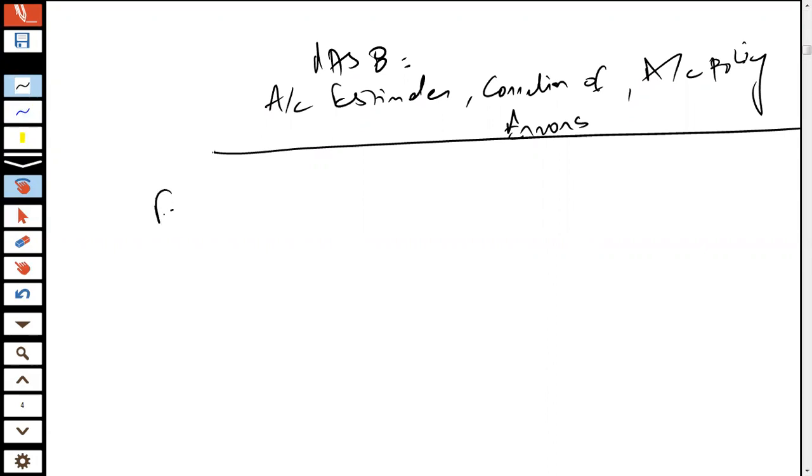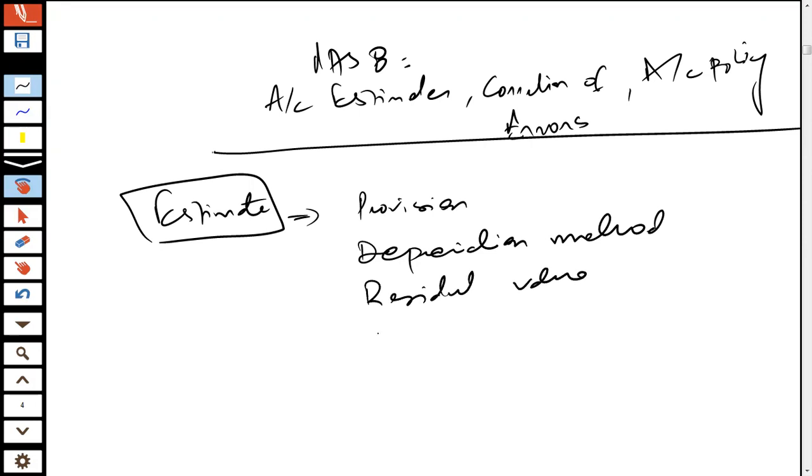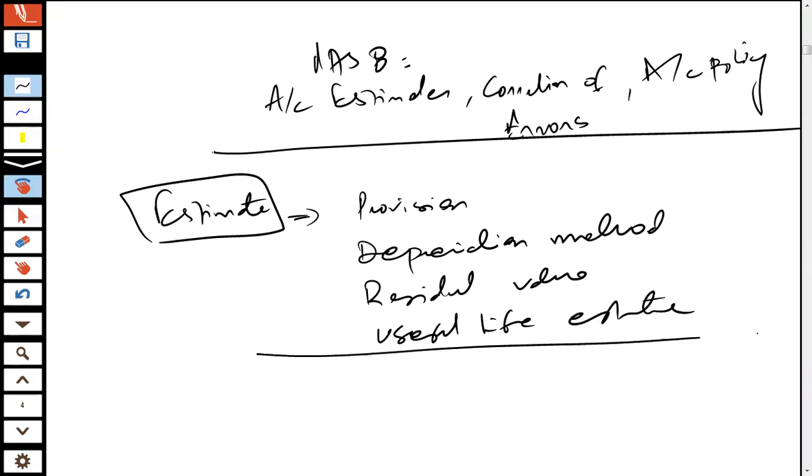Let's try to understand what exactly we mean by an estimate. You make different types of estimates whenever you perform accounting. Estimation is used with respect to the provision amount, the depreciation method, the residual value, which is also an estimate, and the useful life, which is also an estimate. All of this is going to be considered as estimation.